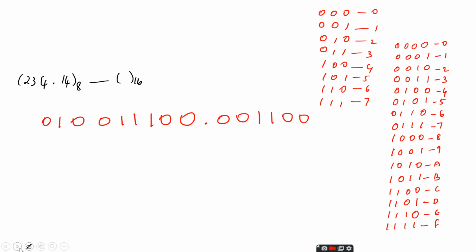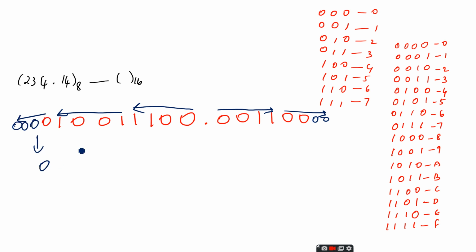After that we have to group it in 4. So after the point, we have to group from the beginning. So this is the first group of 4 bits. Now it is only 2 bits. We have to add 2 more zeros and make it 4 bits. Now before the point, we have to group it from the back. This is the first group of 4 bits. This is the second group of 4 bits. Then the last is a 0, so we have to make it 4 bits.